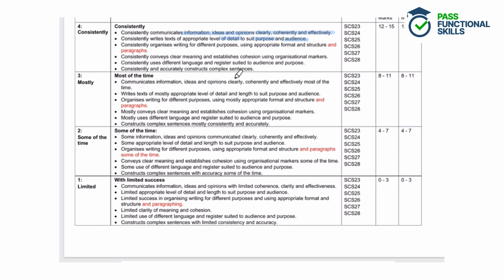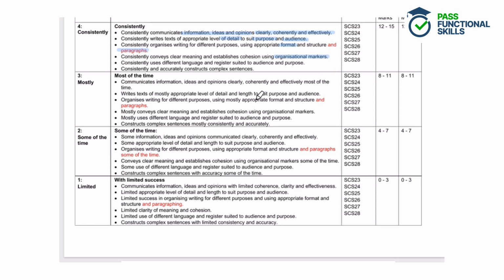We need to organise writing for different purposes, including appropriate format and structure and paragraphs. So we should always use the correct formatting depending on the text type given in the question, and we should always, always use paragraphs effectively. Conveying clear meaning and establishing cohesion using organisational markers. This essentially means that your answer needs to flow effectively. So all of your sentences and paragraphs need to make sense and flow on from each other. Organisational markers are connectives like and, but, and so that you can use to connect your ideas together so that everything is joined up.